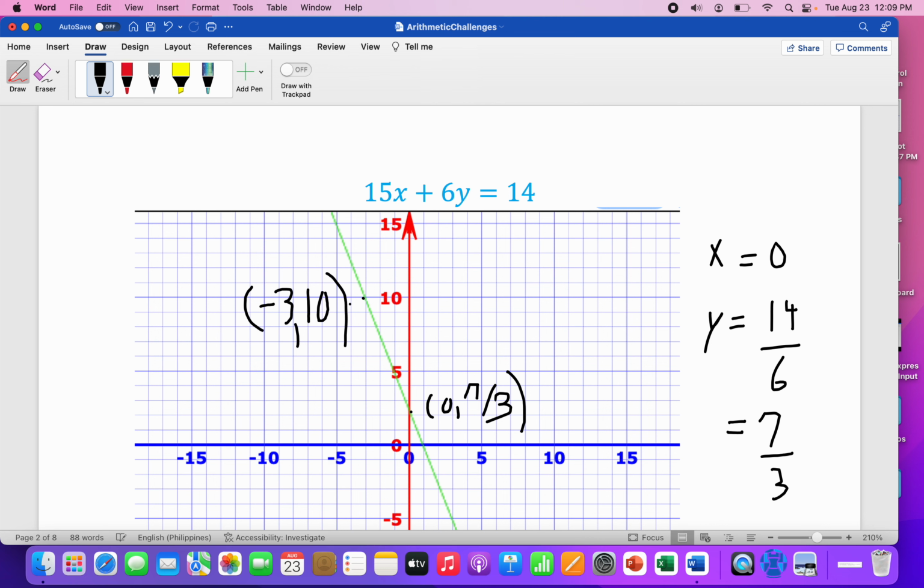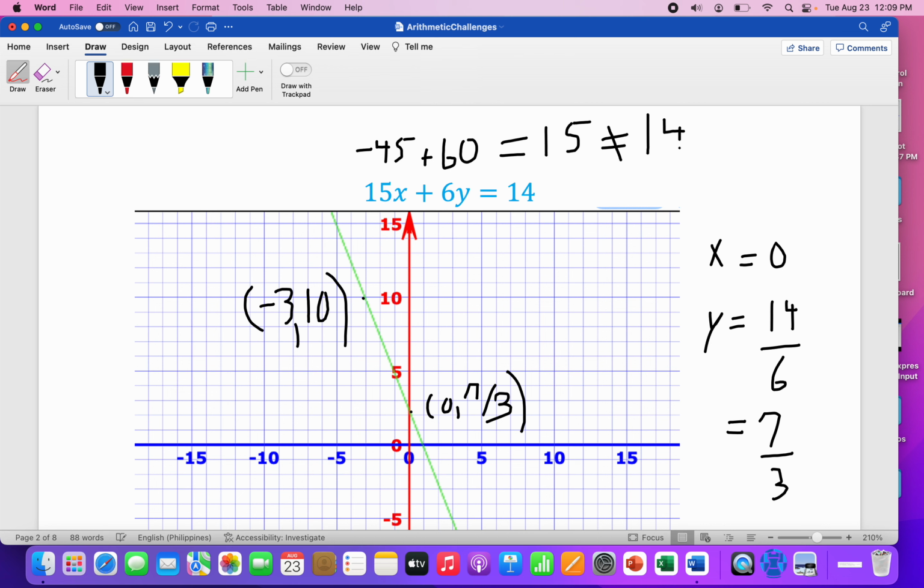Now, if we go up here and plug minus 3 in, 15 times negative 3 is negative 45. And then 6 times 10 is 60. Notice that's equal to 15, which certainly does not equal 14. I know I'm sticking my neck out to tell you that 15 does not equal 14. But it was kind of close.